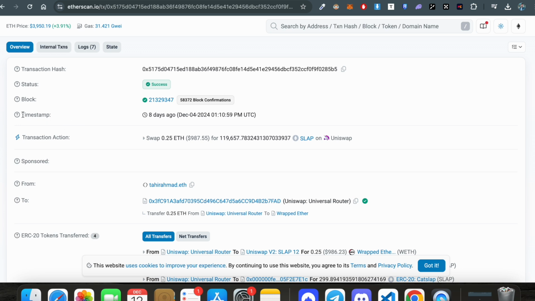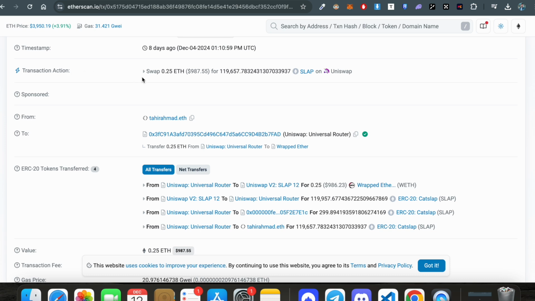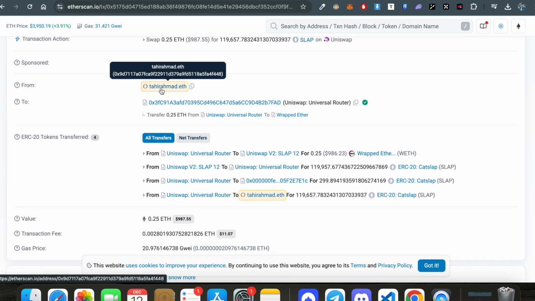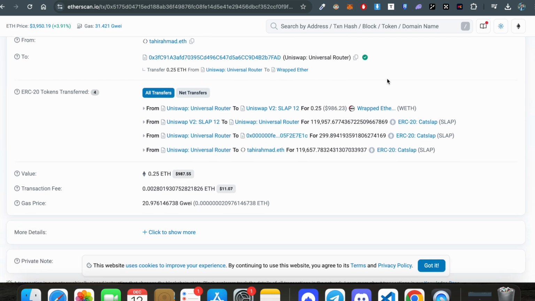Any person who mines these blocks earns these rewards, which we call mining rewards. So the fourth is timestamp, and you could see it is minted 8 days ago at this time, and the transaction action was swap. 0.25 ETH has been swapped with 119k SLAP token on Uniswap. So this is a detail of this transaction, and from you could see tahirahmed.eth. This is my wallet, hopefully, and it is used on a Uniswap router. You could see this is the router address.